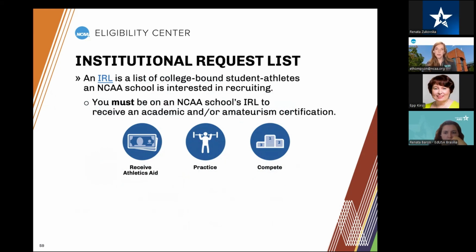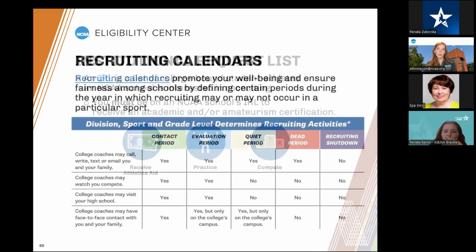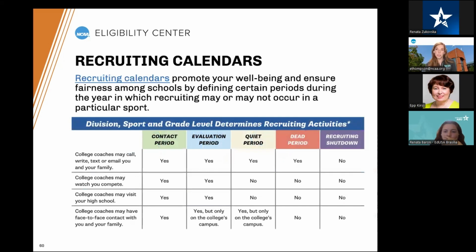In order to be certified by an NCAA school, you do have to be on that school's institutional request list. It's called an IRL. One really great resource for you to find is recruiting calendars. On our website, and I'll provide that in just a moment, we have all of the recruiting calendars per sport that talk about when coaches are allowed to reach out.